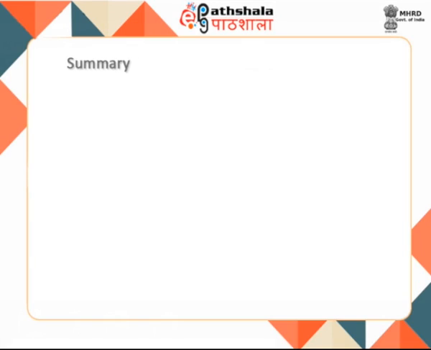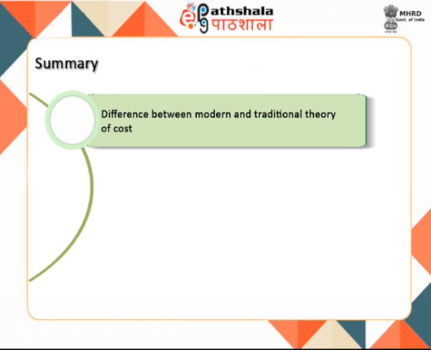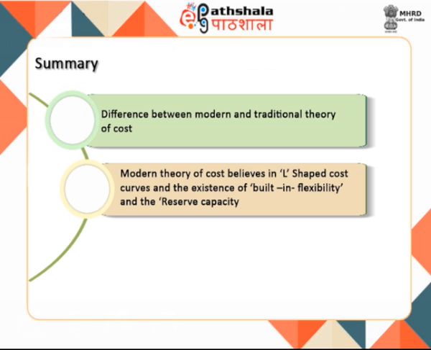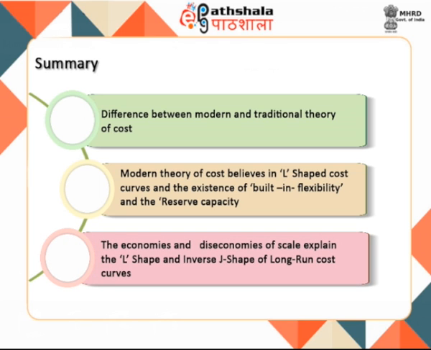In this module, we have learned the difference between modern and traditional theory of cost. The modern theory of cost believes in L-shaped cost curves and the existence of built-in flexibility and reserve capacity, which enables the firm to produce different levels of output at the same cost. The economies and diseconomies of scale explain the L-shape and inverse J-shape of long-run cost curves.